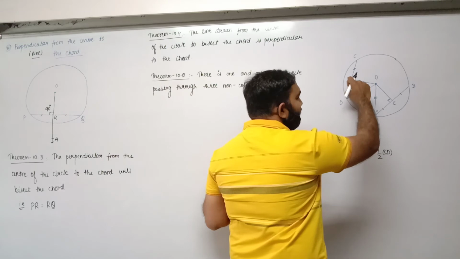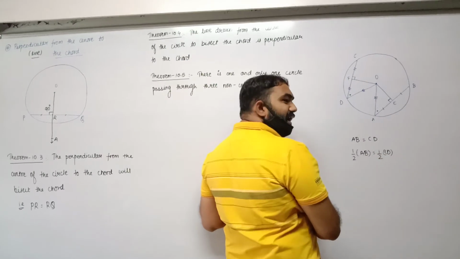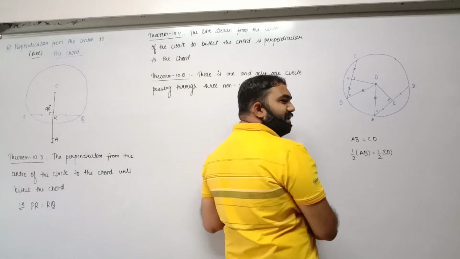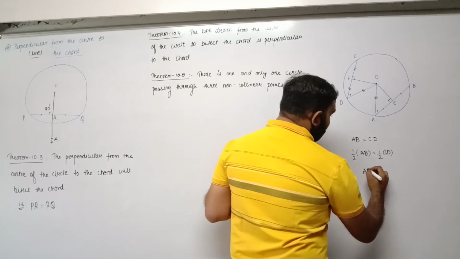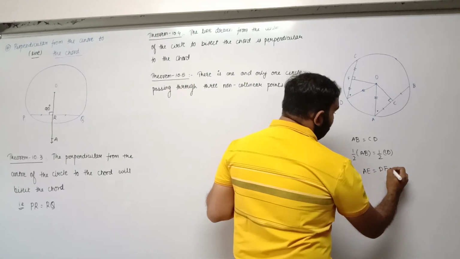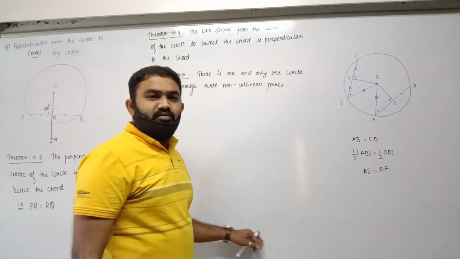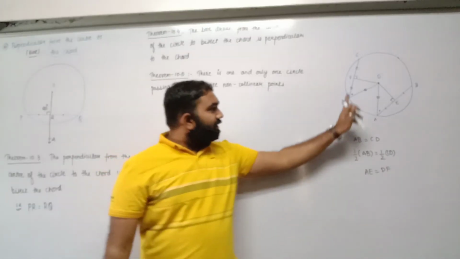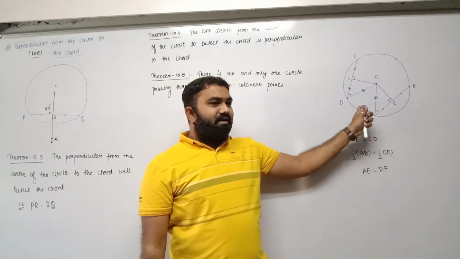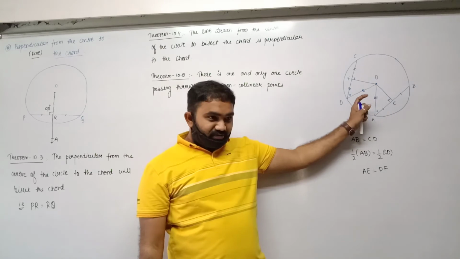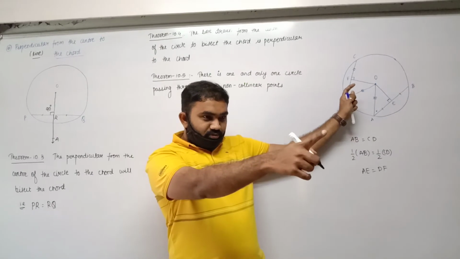What is half of CD? DF. Half of CD, that is DF. So we can say that AE equals DF. Yes or no? Yes. So this is equal. Right angles are also equal. And the radii are also equal. Yes or no?